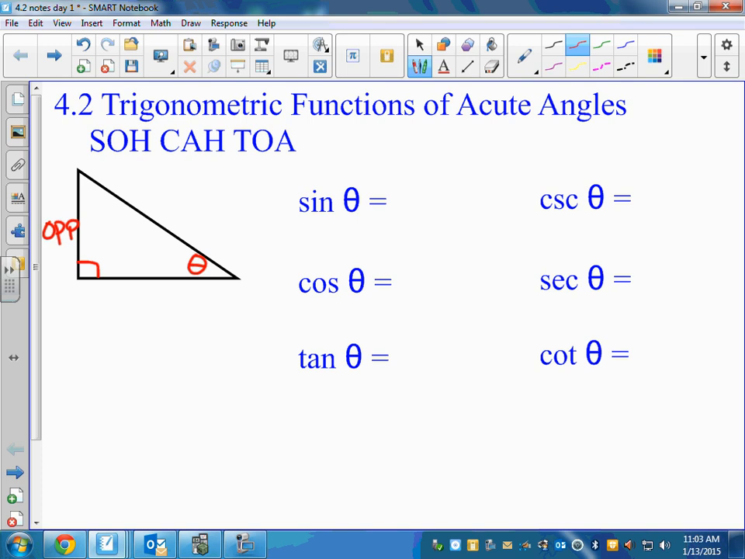The longest side, the side across from the right angle, is called the hypotenuse. Hypotenuse. I can spell the whole thing out if you want, but I'm just going to go HYP.